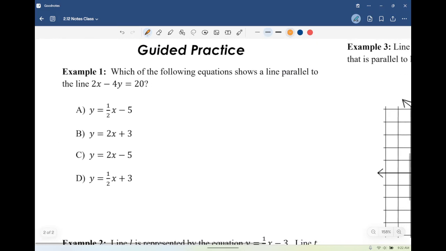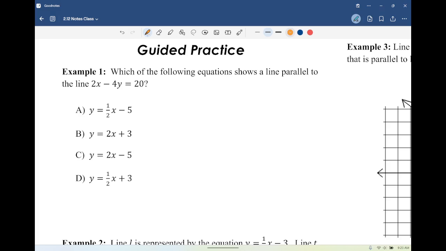Example 1. Which of the following equations shows a line parallel to line 2x minus 4y is equal to 20? Now, we haven't formally seen this together yet. However, does anybody remember what form that equation is? It begins with the letter S. Amir? That is standard form. Very nicely done.